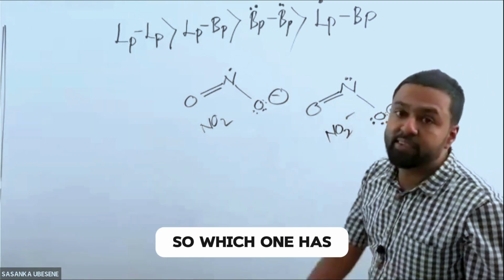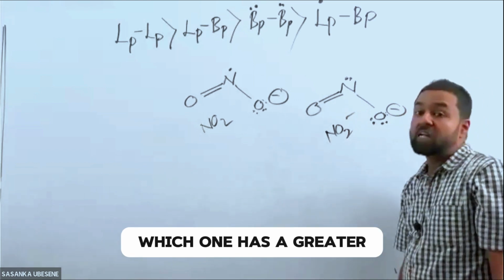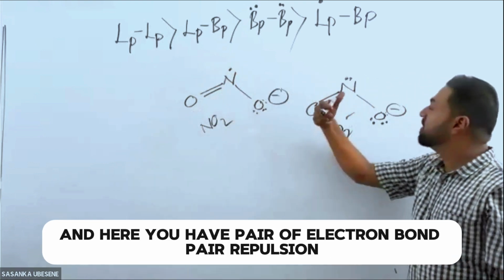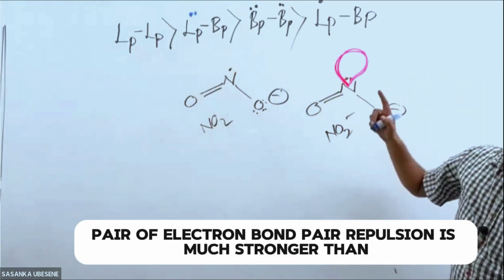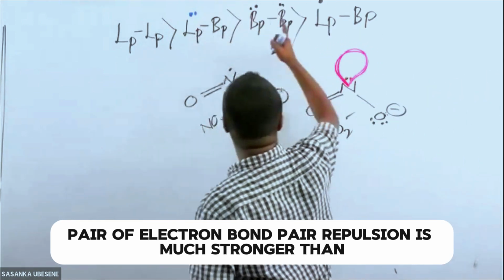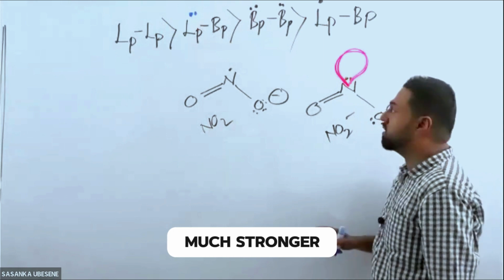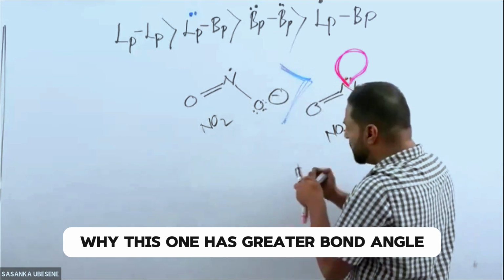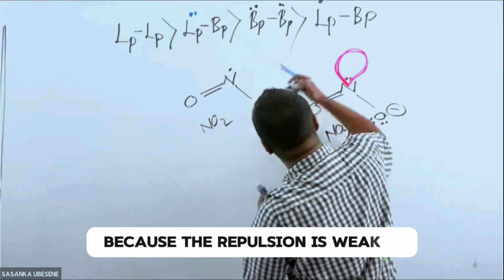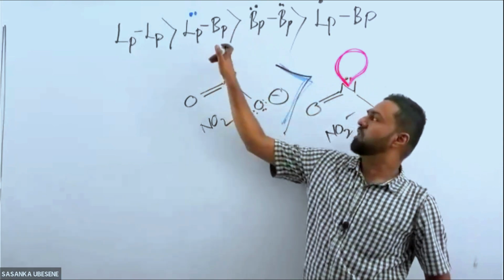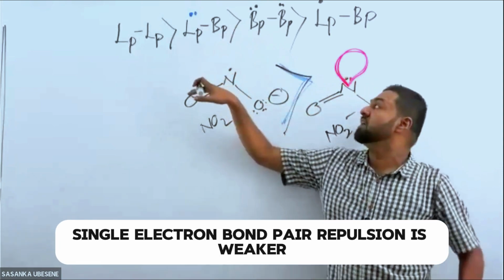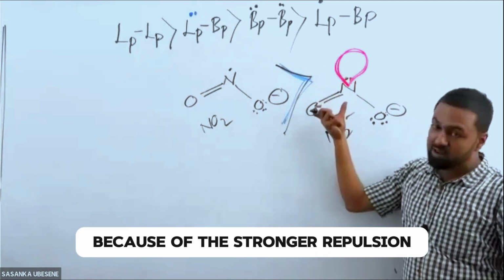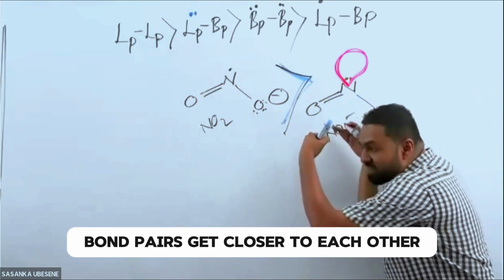So which one has a greater bond angle? Here you have single electron bond pair repulsion and here you have pair of electron bond pair repulsion. Pair of electron bond pair repulsion is much stronger than single electron bond pair repulsion. This one has greater bond angle because the repulsion is weaker. Because of the stronger repulsion, in order to minimize it, bond pairs get closer to each other.